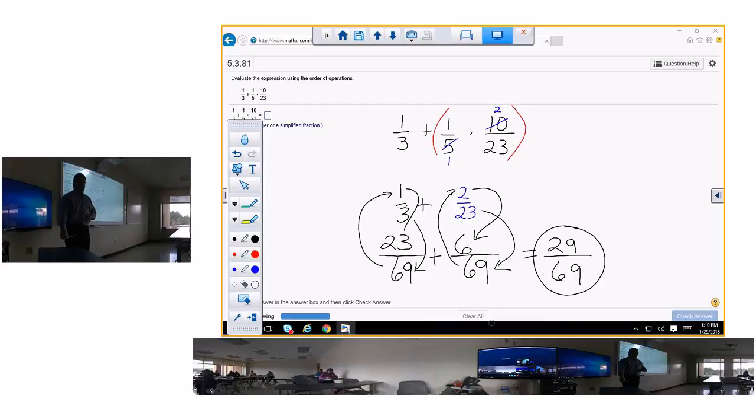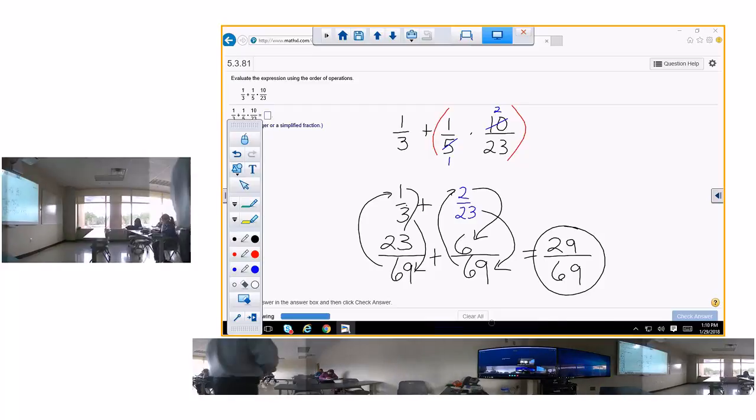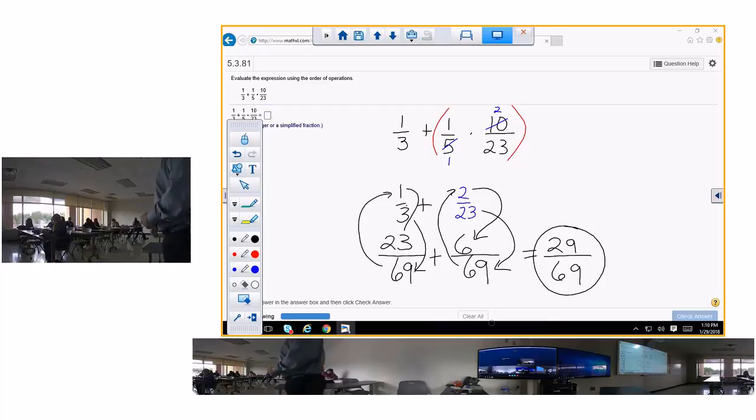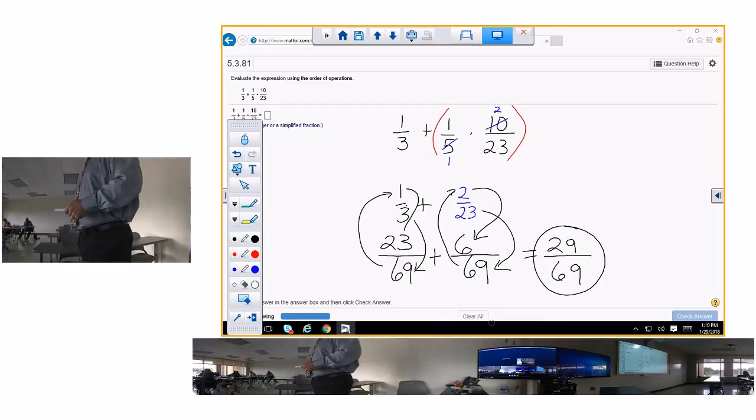Reduce if needed. I'm not going to worry about reducing. Make sure you do that on the test if you can. I don't think 29 reduces. I think 29 is what? Prime. So if 69 is divisible by 29, you might can reduce, but it's not. Does that help you out?